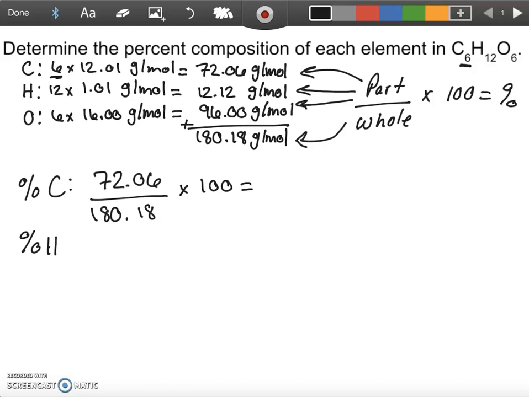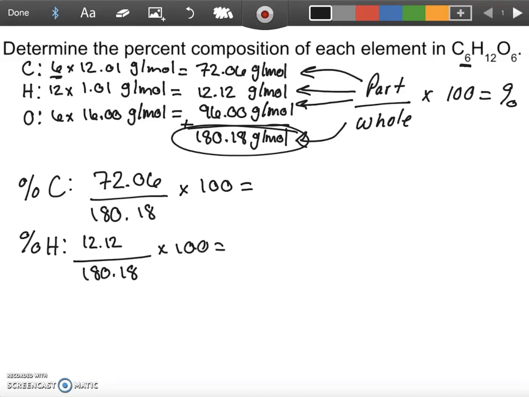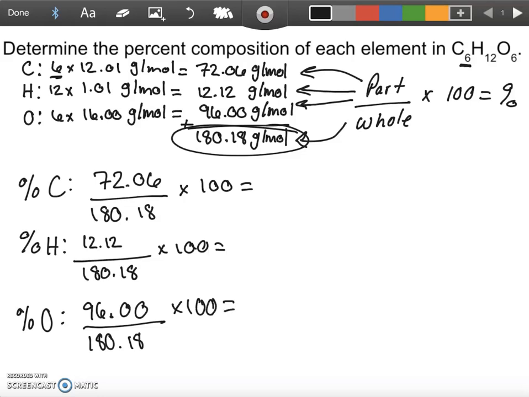Let's set up hydrogen next. The part is 12.12 divided by the whole, 180.18, multiplied by 100, and then that will get you the percent hydrogen. And then lastly, for oxygen, the total weight contributed by oxygen is 96, divided by the total molar mass, multiplied by 100, and that'll get you the percent composition for oxygen.